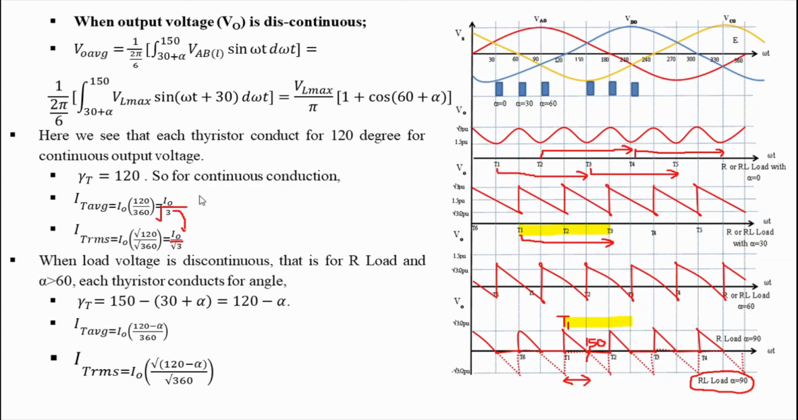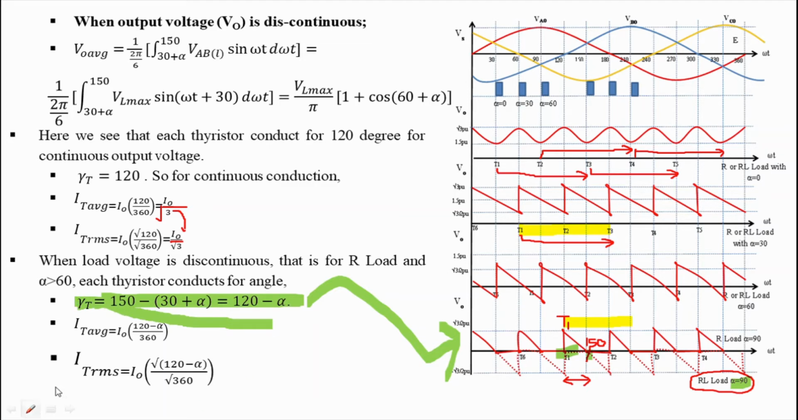Now we will see the average value of thyristor current and RMS value of thyristor current for discontinuous conduction mode. For discontinuous conduction mode, I already told you that thyristor conducts from 30 plus alpha to 150 degree. So total conduction angle is 120 minus alpha. And you can verify it from this waveform. Here we can see that thyristor T1 conducts from 120 degree, that is 30 plus alpha, here alpha is 90 degree, up to 150 degree. So this is conduction angle of thyristor, that is equal to 120 minus alpha.